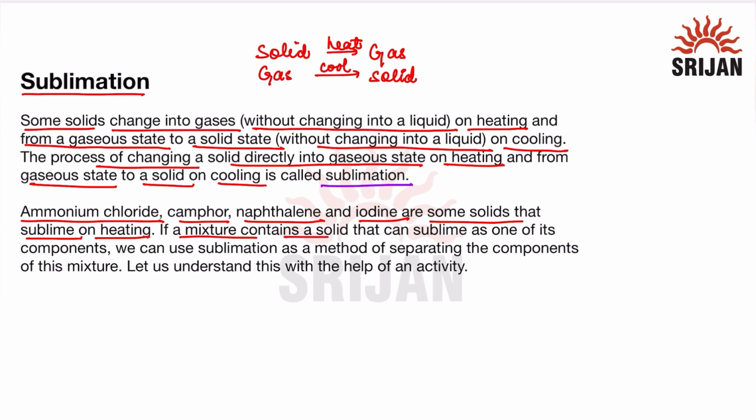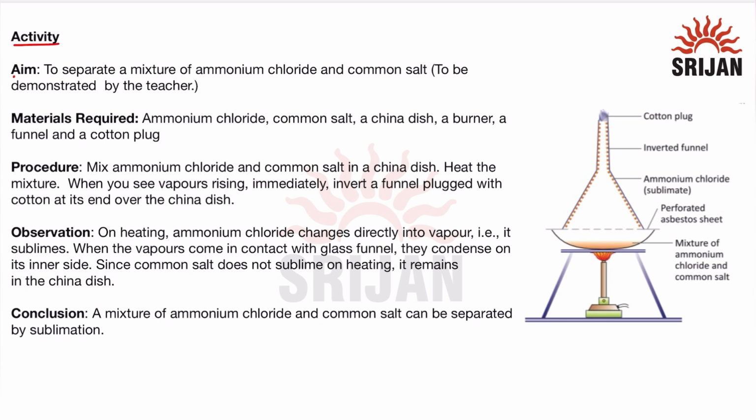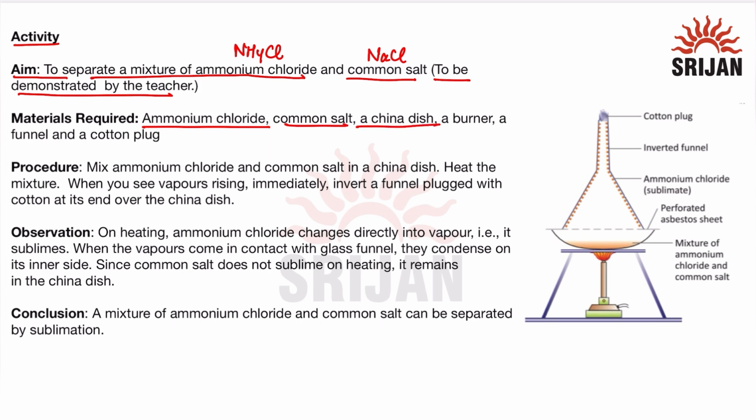If a mixture contains a solid that can sublime as one of its components, we can use sublimation as the method of separating the components of this mixture. Now let us understand this with the help of an activity. The aim of this activity is to separate the mixture of ammonium chloride, NH4Cl, and common salt, NaCl, to be demonstrated by the teacher. The materials required are ammonium chloride, common salt, a china dish, a burner, a funnel and a cotton plug.